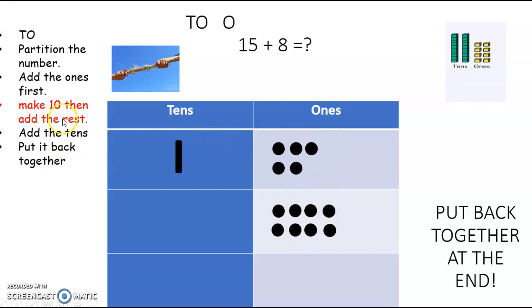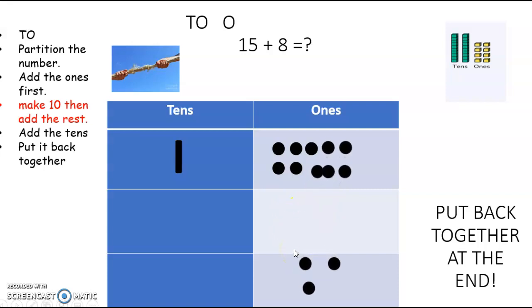So remember we make 10 from this and add the rest. So we've got 5, 5 and 5 makes 10. I've got 3 left over. I've got 1, 2 10s, 2 10s and 3 1s, 23.